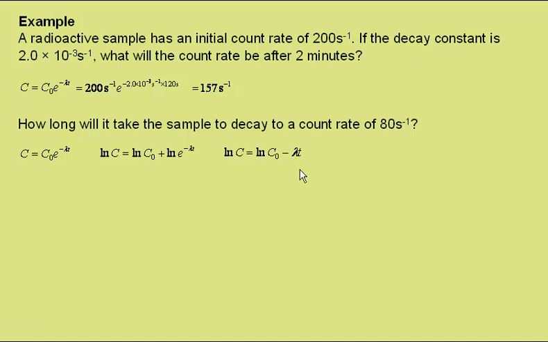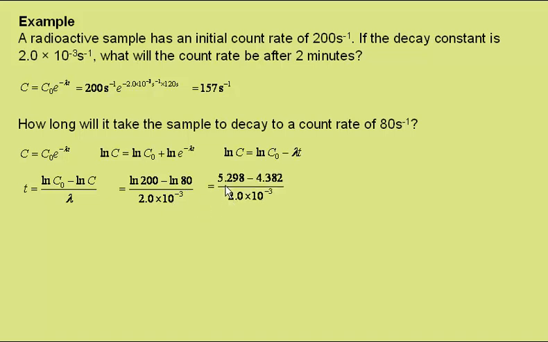We need to find the time t, so if we rearrange with t as the subject, then putting in the numbers, the initial count rate was 200, the count rate at the time we're trying to find was 80, and the decay constant 2 times 10 to the minus 3. Putting in the figures for the natural logs gives us a time of 458 seconds.